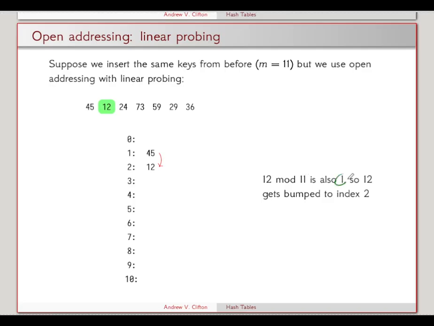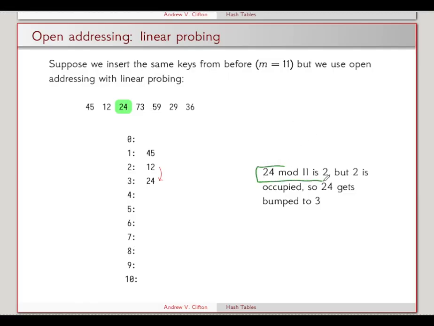12 mod 11 is also 1, but 1 is in use. So there's no linked list here. What happens is 12 gets bumped to index 2. Again, with linear probing, it's just if the spot you want is in use, check the next spot.